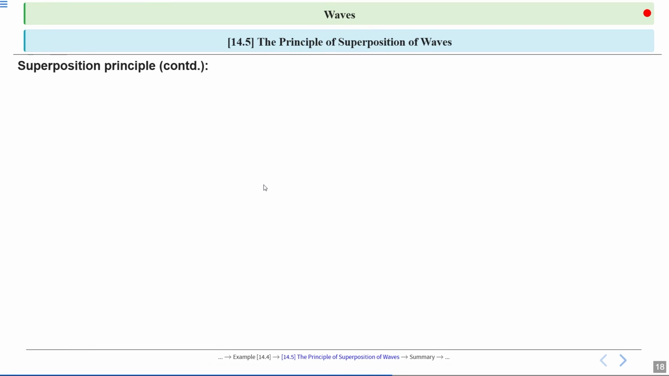Alright, now let's consider two sinusoidal waves. Sinusoidal means the waves have a smooth, repetitive oscillation like a sine or cosine function.